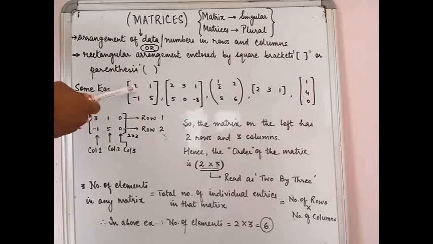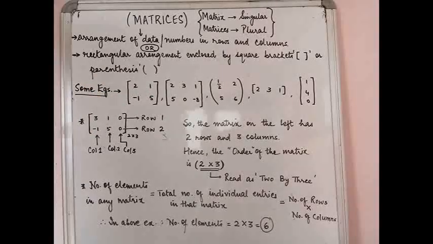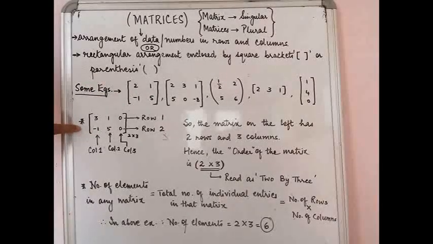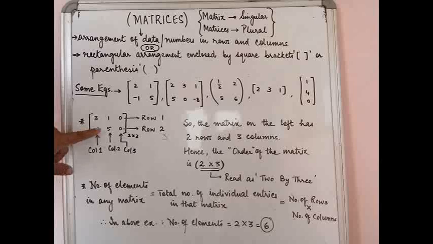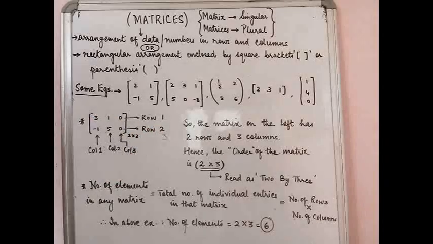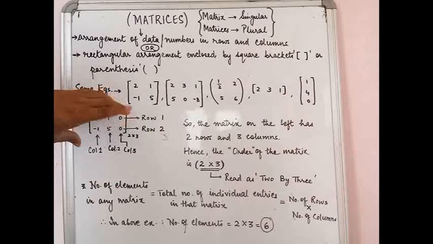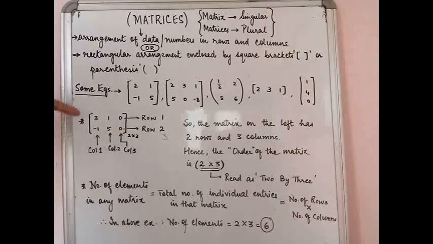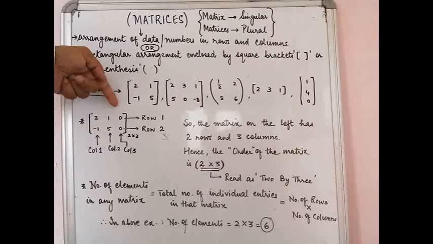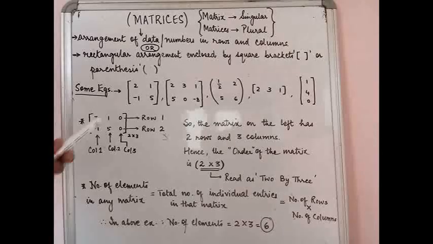It has numbers arranged in rows. So where are the rows? If you have a look at this particular matrix, we have the first row, which is called row 1, and this is the second row, called row 2. So this is a matrix which has how many rows? 2 rows. Similarly, if you look at it column wise, this is the first column, this is the second column, and this is the third column. So this matrix overall has 2 rows and 3 columns.